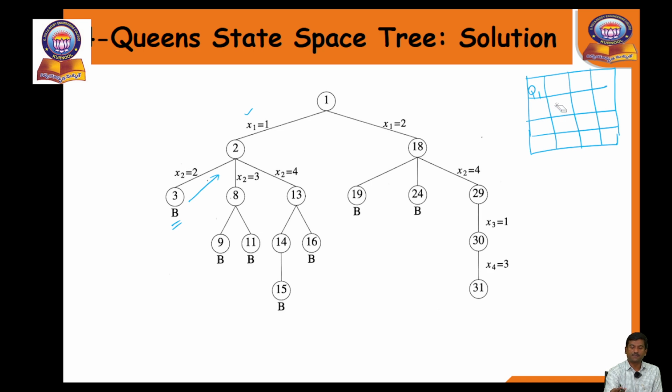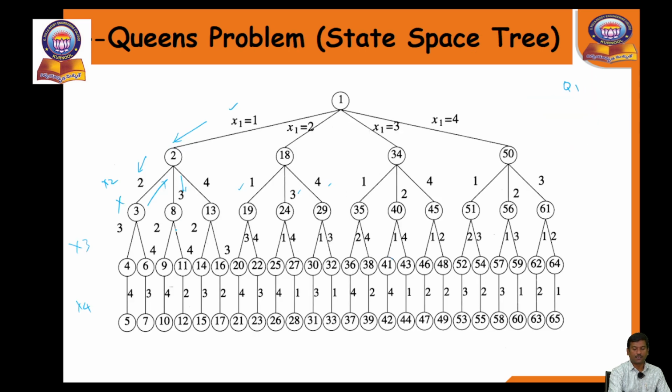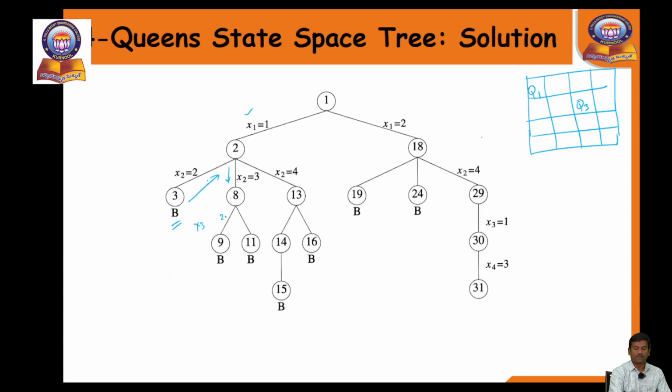So when you place the second queen in the second row, the third column, we may get the solution. So we are moving to the next level, x3. How about the case of x3? If you consider the entire state space tree diagram, you can take either 2 here or you can take 4 here.